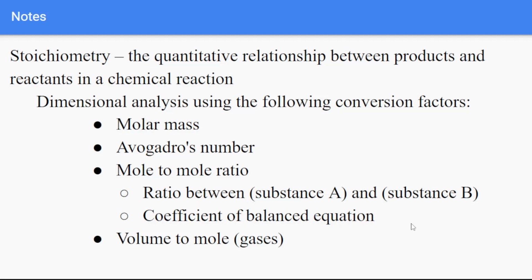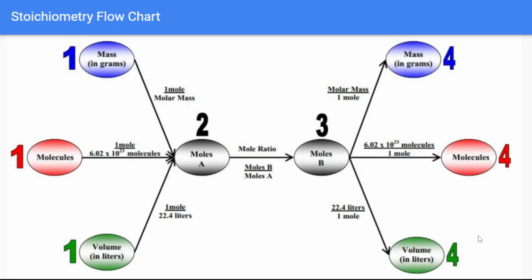Now, if we're talking about chemistry, we're looking at the relationship between products and reactants in a chemical reaction. And we would use dimensional analysis to solve these problems. And the conversion factors that we could use would be molar mass, Avogadro's number, the mole ratio, like we just did, and then the volume of a gas at standard temperature and pressure. And you have a cheat sheet here. This will help you determine which conversion factors to use for whatever type of problem you're solving for.